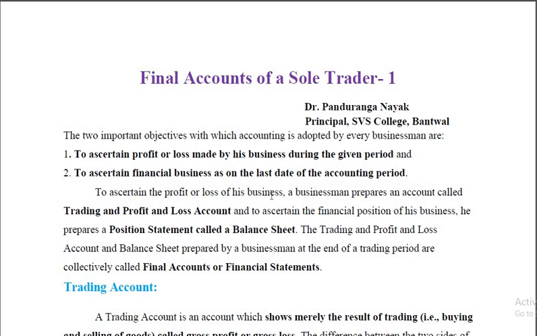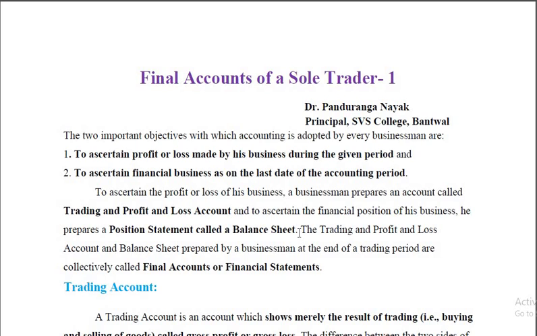To ascertain the profit or loss, the businessman prepares an account called trading and profit and loss account. Actually, these are two parts of the same account. So the trading and profit and loss account is prepared to find out the profit or loss of the business. And to ascertain the financial position of the business, he prepares a position statement. It's also called a balance sheet.